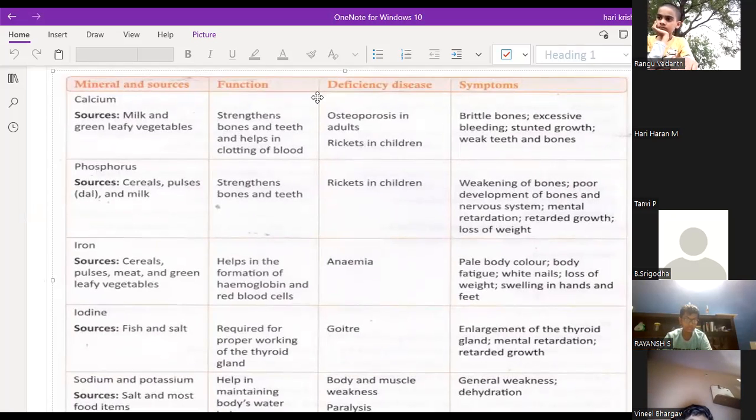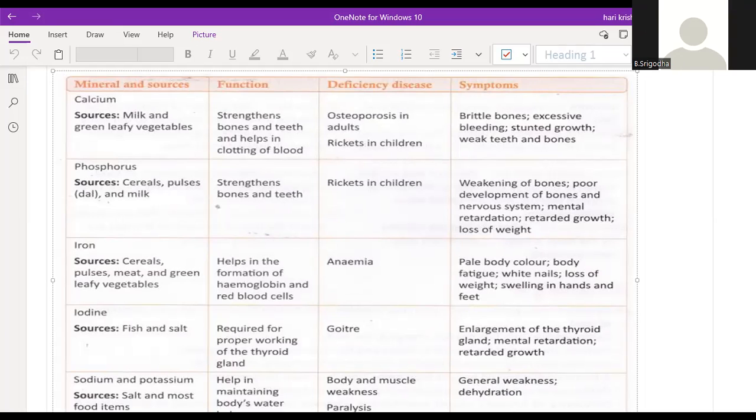You can read the complete line. Phosphorus, sources are what? Cereals, pulses, and milk. Okay, good. What is the function of phosphorus? Strengthening the bones and teeth. Deficiency disease? Rickets in children, sir. Rickets in the children. Then what are the symptoms of deficiency of phosphorus?